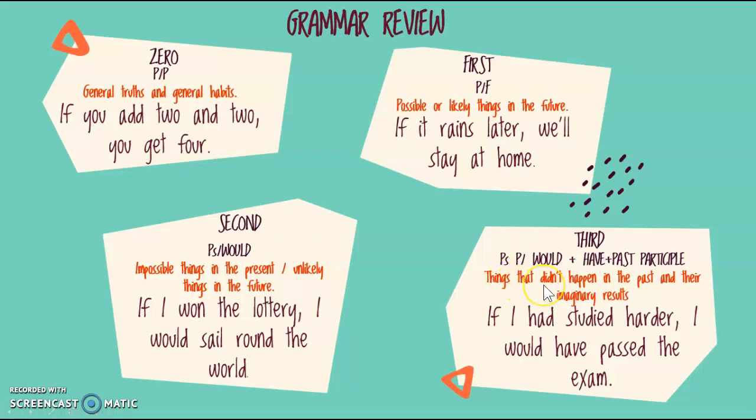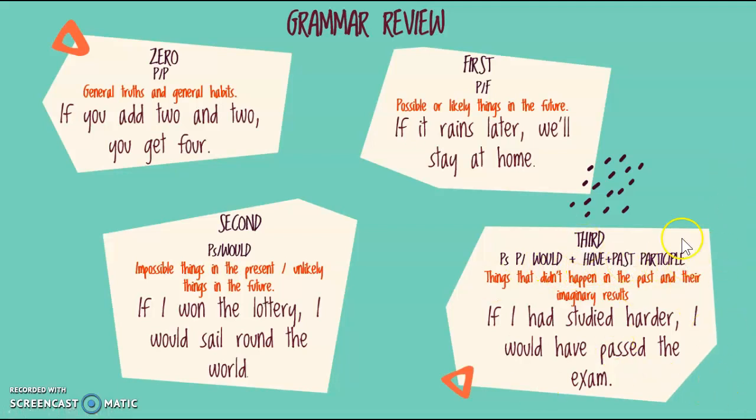And this is for things that didn't happen in the past, and of course they have an imaginary result, as they didn't happen. The example, if I had studied harder, thing that you didn't do in the past, I would have passed the exam. Si yo hubiera estudiado más fuerte, yo habría pasado el examen. This is an imaginary situation because you didn't do it, so sorry, baby. In here you have your past perfect structure, and in the consequence you will find would, have, and the past participle verb.